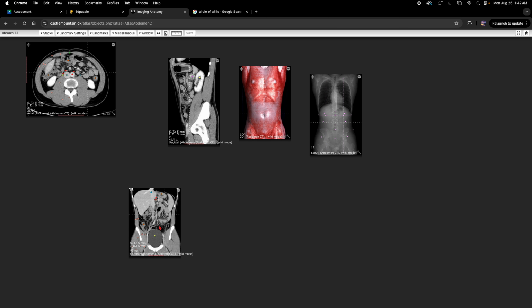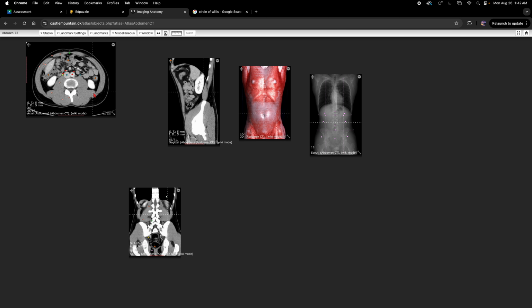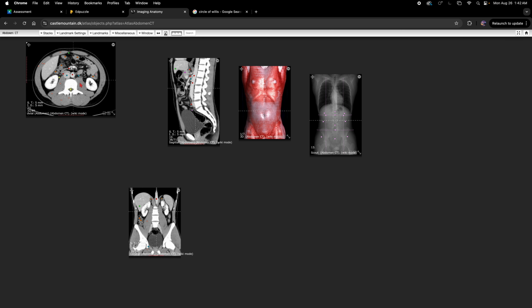These are coronal planes, which are coronal images, which divide the body into anterior and posterior sections. These are sagittal images, which divide the body into left and right sections. And these are axial images, which divide the body into superior and inferior sections.